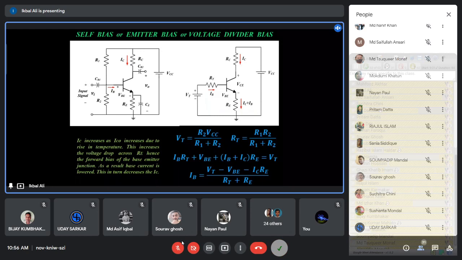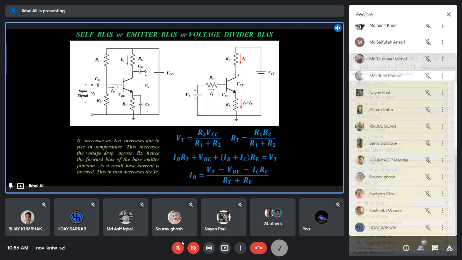Okay. Then we discussed a little bit more about this self bias circuit, or the emitter bias, or the voltage divider bias. Why is it called self bias? Because this circuit automatically fixes the problem. That means if the collector current increases or decreases, it will restore the collector current. So there is a self correction mechanism. That is why it is called the self bias circuit.